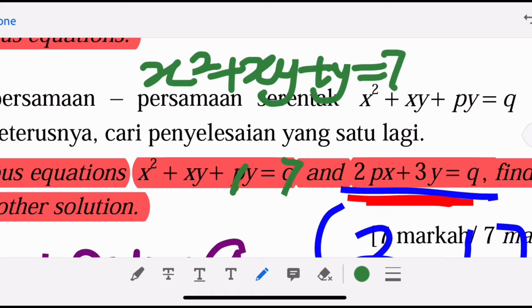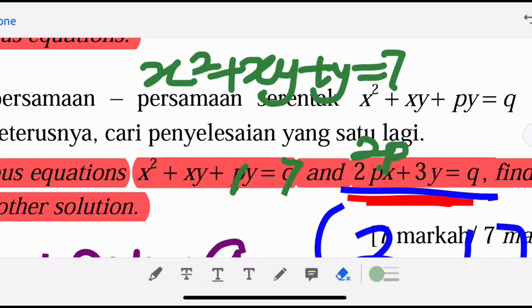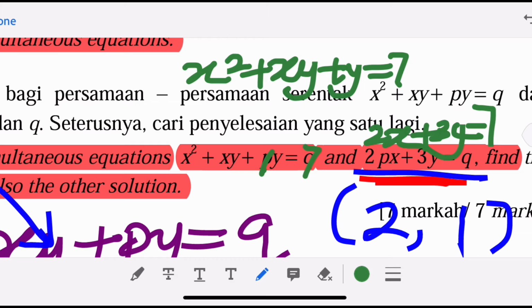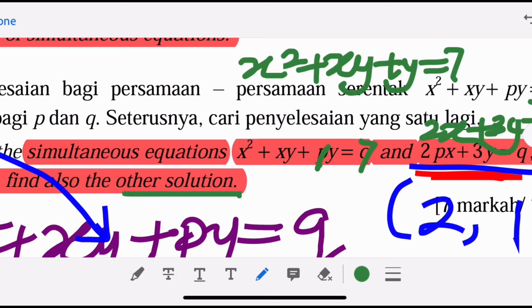And here we can use p. Our p is 1 here, times 1, so it's 2p. 2p is 2, because p is 1, so it's 2x plus 3y equal to q, which is 7. So we have two equations. Now we want to find the other solution. So this simultaneous equation has two solutions. Now we want to find another one.